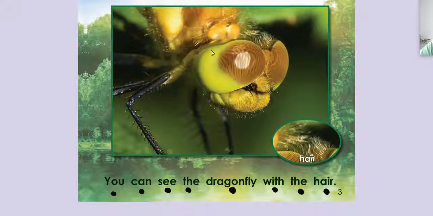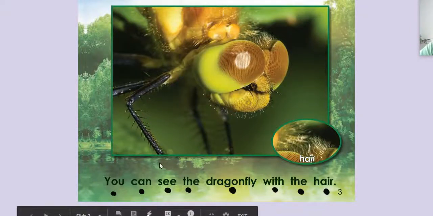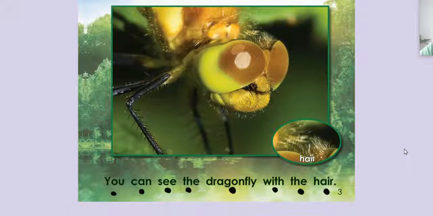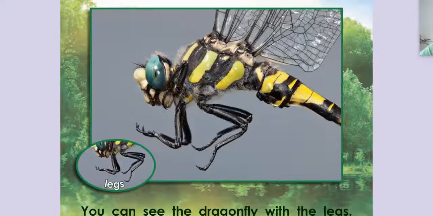Wow. Look at this close-up of this picture, right? They're showing you the eyes, and then more importantly, they're showing you the hair. You can see the dragonfly with the hair. Oh, look at that close-up. How close do you think that camera is, or how good is that zoom? And look at the legs, right? You can see the dragonfly with the legs.